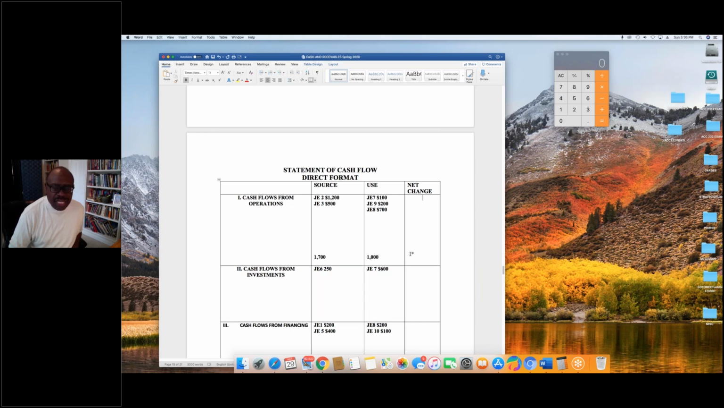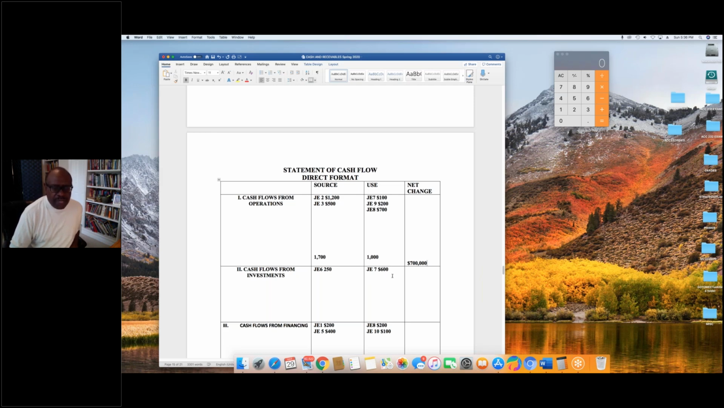So our net change and the amount of cash provided by operations $700,000. So I just sort of put some additional zeros in to give you a better feel for it.